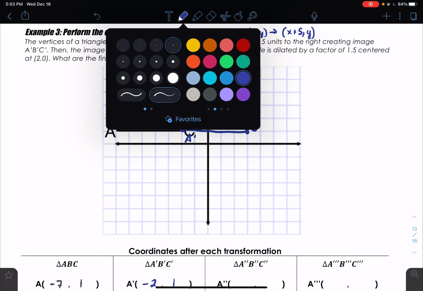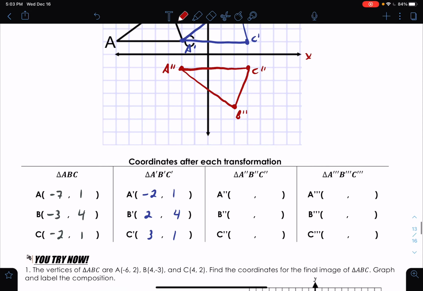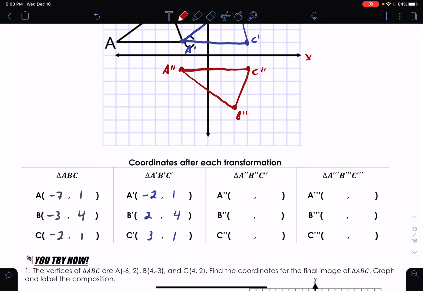Next, get a different color. Next, it's reflected across the x-axis. X-axis is here. All right, so A prime is 1 above, so A double prime is 1 below. B prime is 4 above, so B double prime is 4 below. And C double prime is going to be right there. Connect the dots.